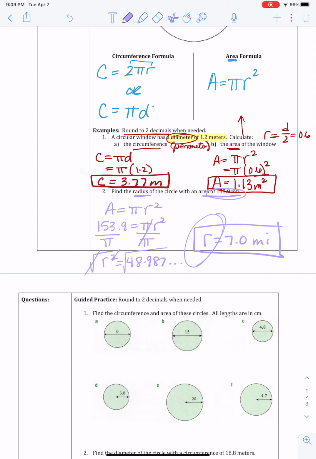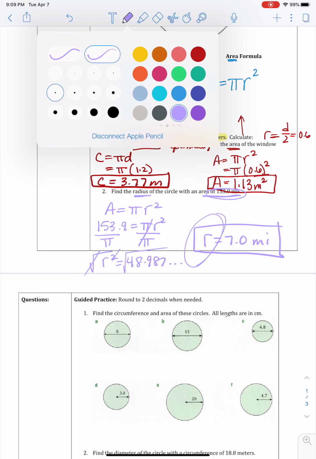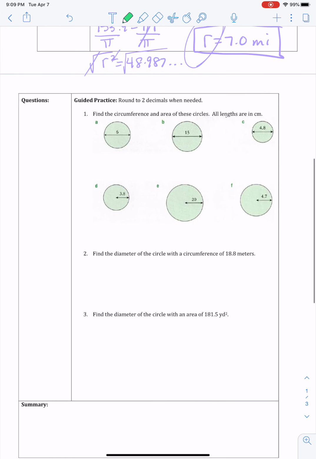All right, these next 6 problems, all part of example 1, are just more applying the formula as is. So circumference equals pi d, which is pi times 6, 18.85 centimeters. Again, we're doing 2 decimal places.